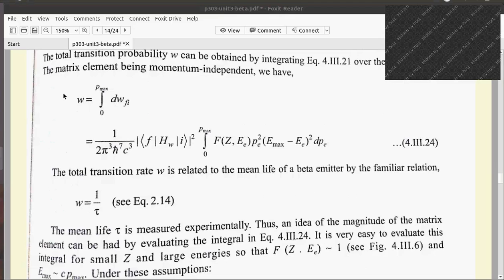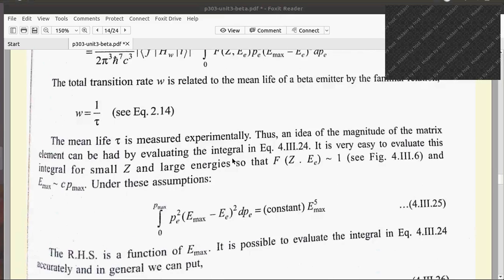Now the total transition probability W, that is, for a particle to make a transition, is inversely proportional to the lifetime. Lifetime, the mean life of a particle. W is inversely proportional to the mean life of the particle. I hope all of you know what the mean life of a particle is.